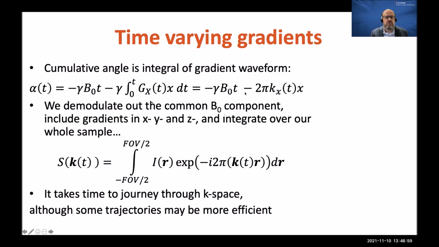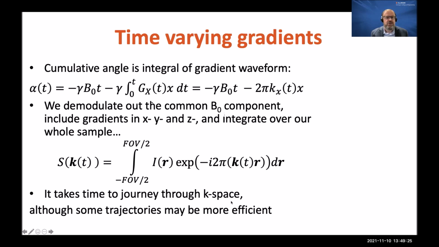So if we get rid of that B0 component, the main magnetic field, we end up with a signal equation that looks like this, where we simply integrate over our whole sample. We're going to have our image I. I tried to make our notation similar to Urvashi's last month. So we get our image that we're going to try to reconstruct, and we have the Fourier kernel here, and that's going to give us our signal in K-space.